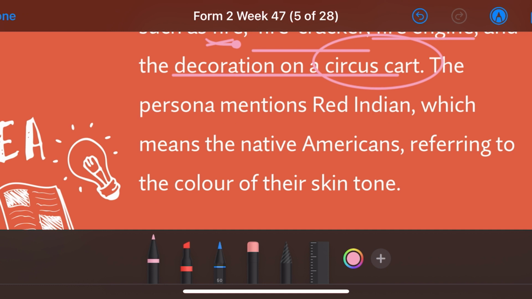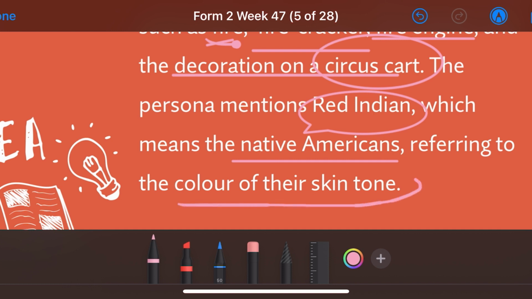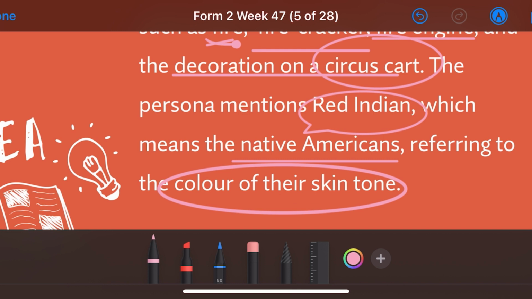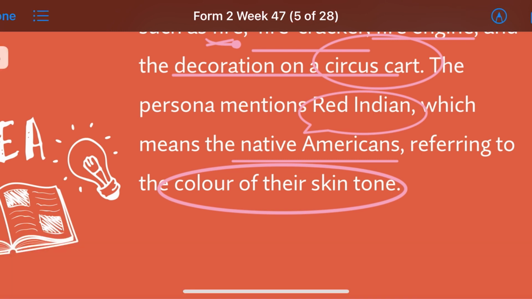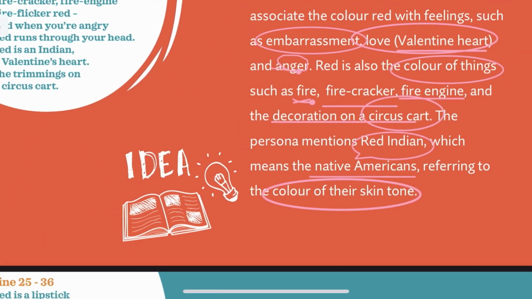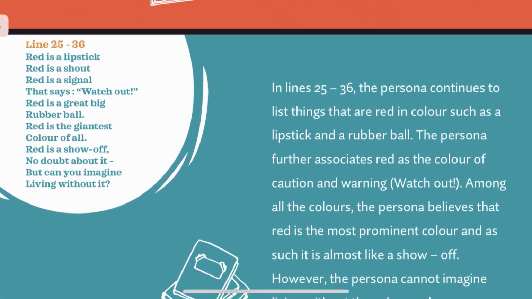Okay, the persona also mentions about Red Indian. Red Indian ni apa? You can also Google it. It means the Native Americans. Okay, Native Americans, orang asal sekali yang hidup di tanah yang sekarang ni nama dia America. Okay, now dia cakap apa yang disebut pasal Native American ni? Dia cakap pasal skin tone orang tu. Okay, kalau kamu Google pasal Native American, kamu akan nampak the skin tone of theirs is a bit reddish. Okay, warna skin tone dia sedikit kemerah-merahan. Sebab itulah dia di-includekan dalam poem ni. Sebab this poem is all about red, right?